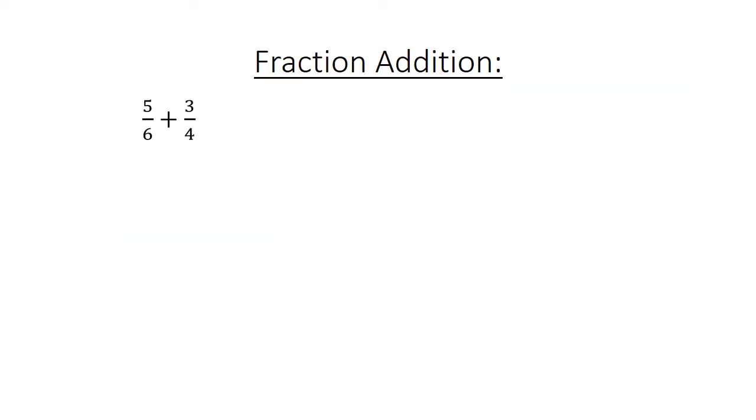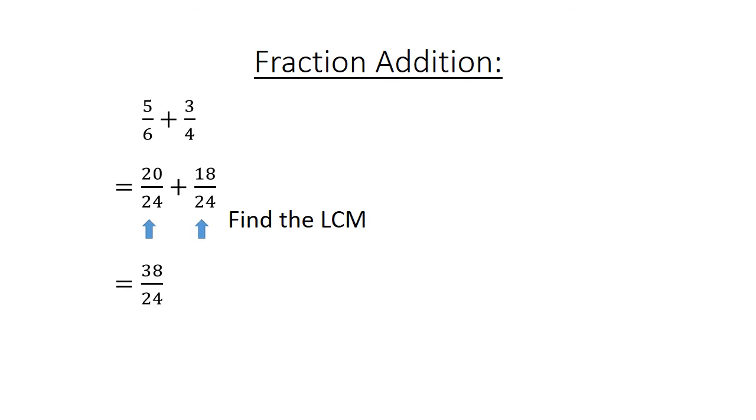Fraction addition. 5 over 6 plus 3 over 4. Find the lowest common multiple. 20 over 24 plus 18 over 24 equals 38 over 24 equals 1 and 7 over 12.